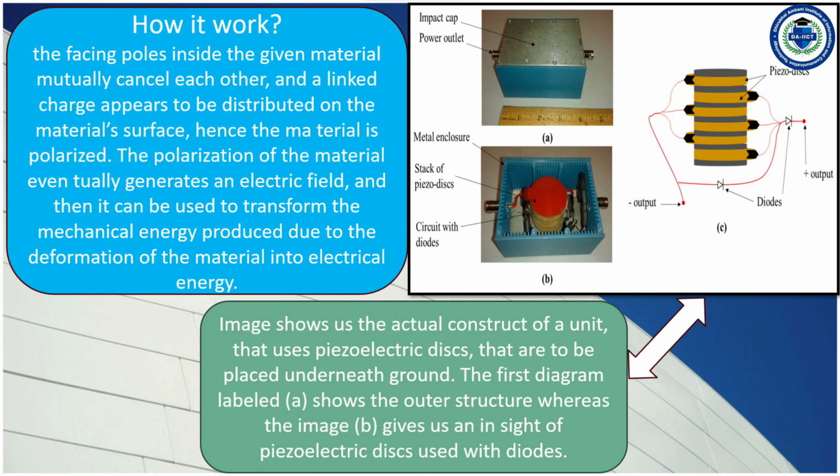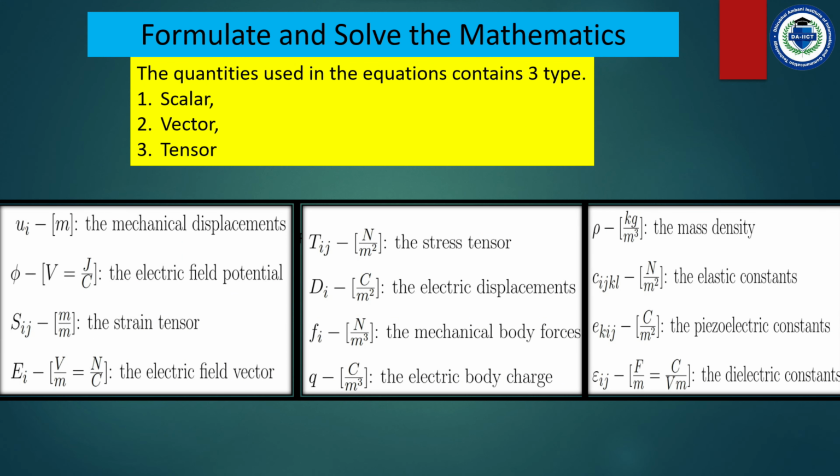The image shows us the actual construct of a unit that uses piezoelectric discs that are to be placed underneath the ground. The first diagram, labeled A, shows the outer structure, whereas image B gives us an insight of the piezoelectric discs used with diodes. Formulate and solve the mathematics.